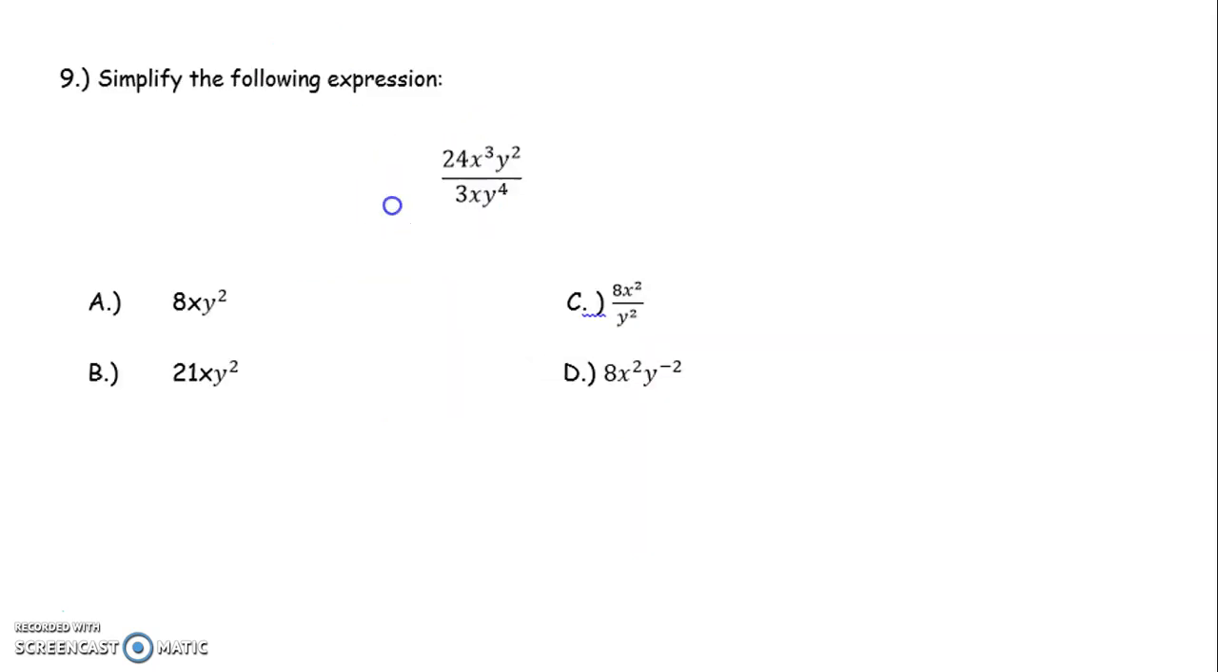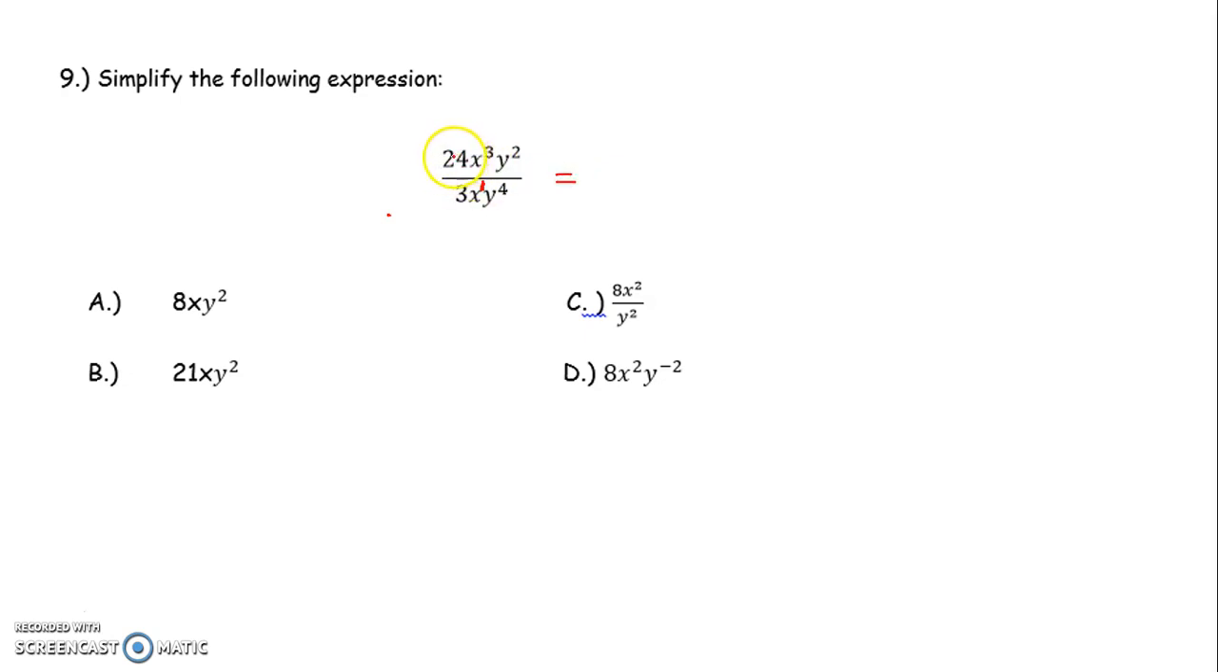Let's move on. Number 9, let's simplify this expression. Okay, alrighty, let's take a look. So if we were going to put this expression in simplest form, a couple of items we can do. Let me throw a 1 on that x. If you don't see an exponent, you know to assume it's a 1. A couple of things I can do here.